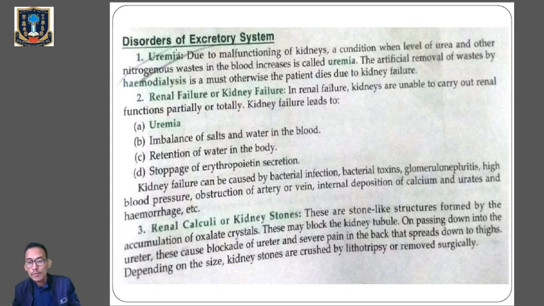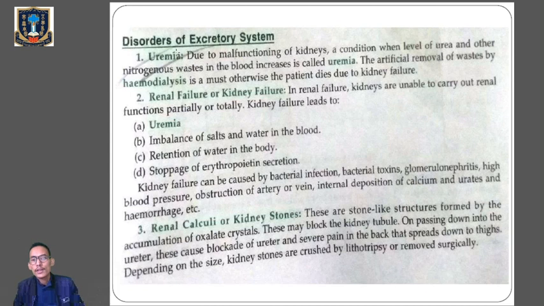And in such a case we have to go for artificial removal of this waste product, which is called hemodialysis. Okay, and in case of kidney failure also we have to go for hemodialysis, otherwise individuals who have kidney failure will mainly die due to the accumulation of this highly toxic nitrogenous waste product.